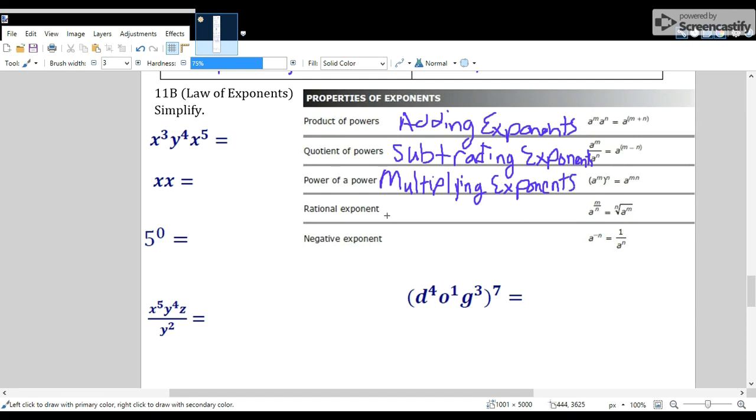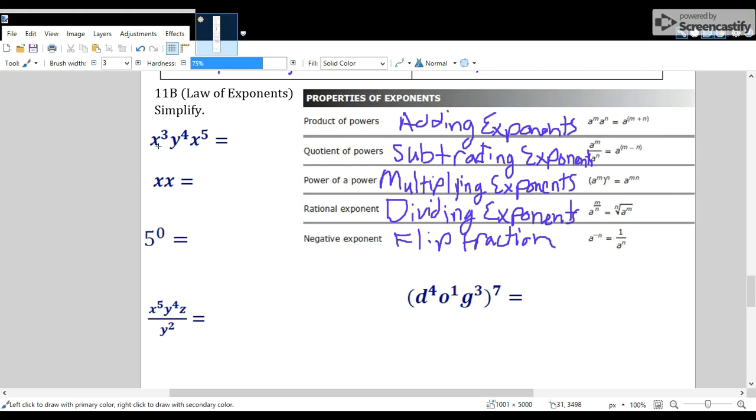And then rational exponent, you're dividing exponents. And then for negative exponents, you flip the fraction, and you also change the exponent sign from negative to positive.